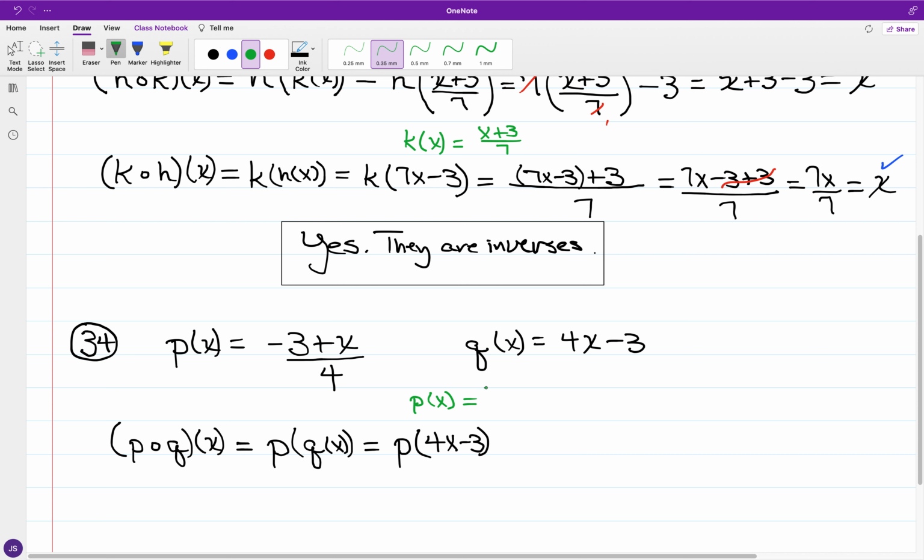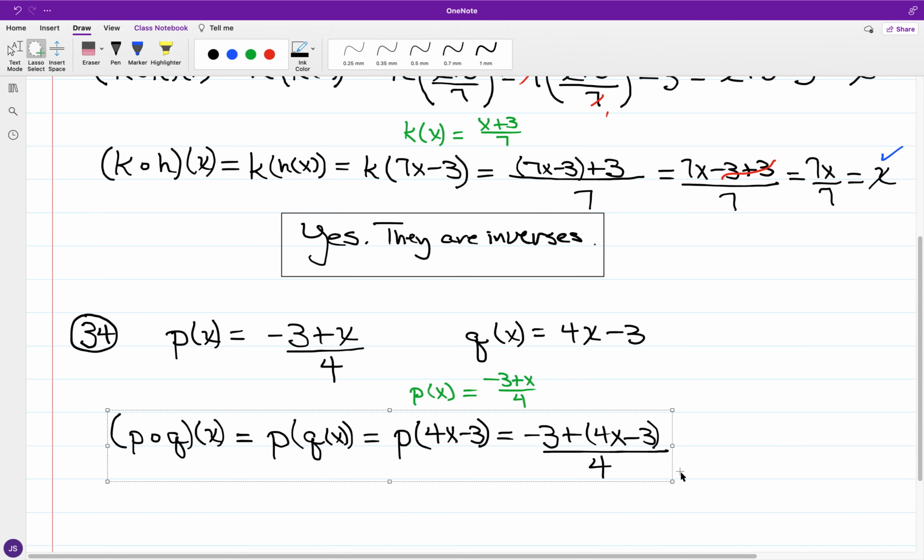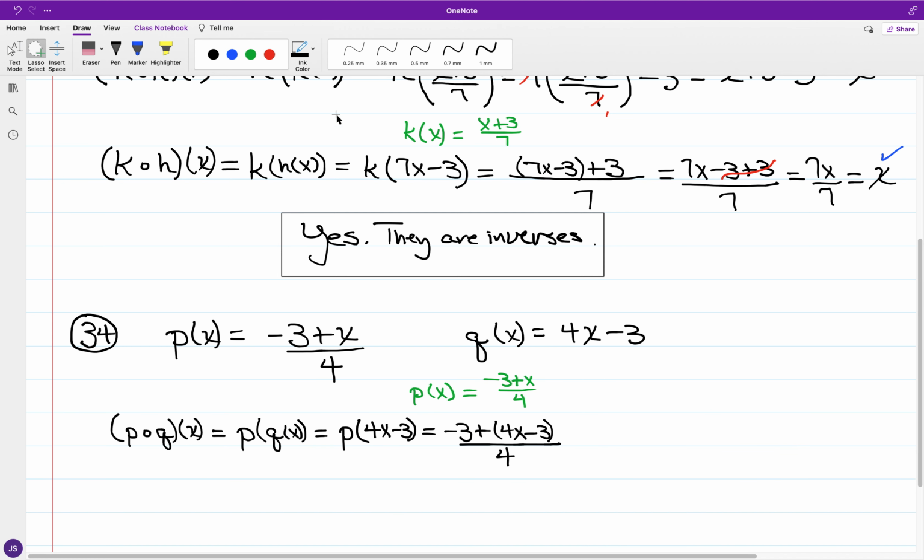So p of the input, you have -3 plus the input all over 4, and with the input at 4x minus 3. So we're going to have -3 plus the input, which you now have at 4x minus 3. And we have all over 4. And looking at what we have in following through, okay, so we have -3 plus 4x minus 3.